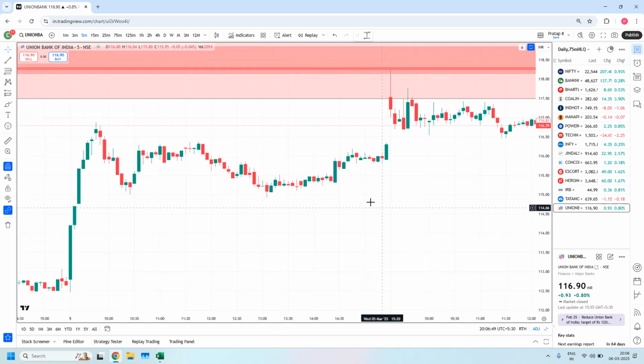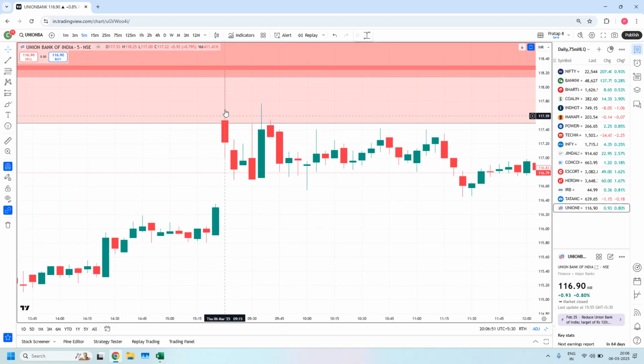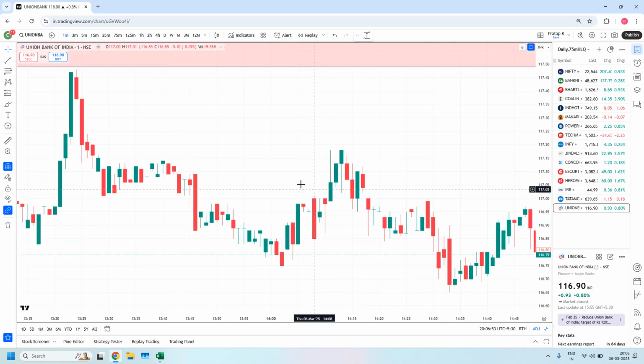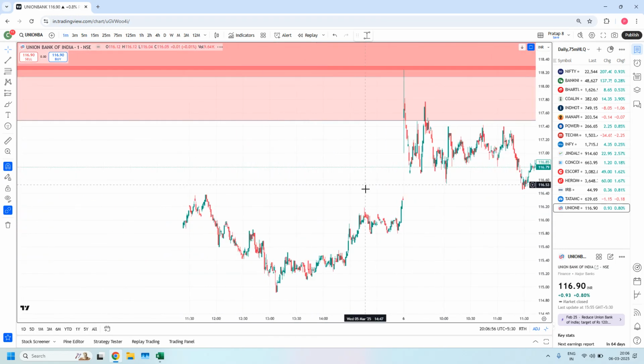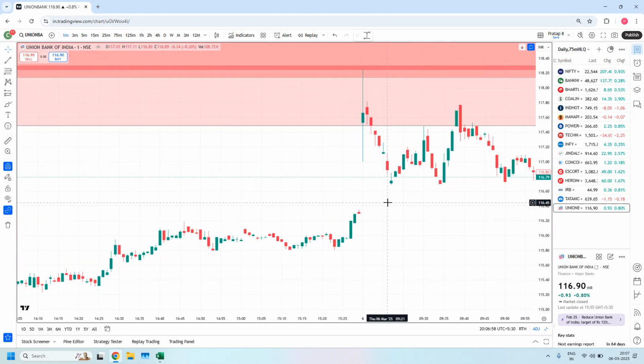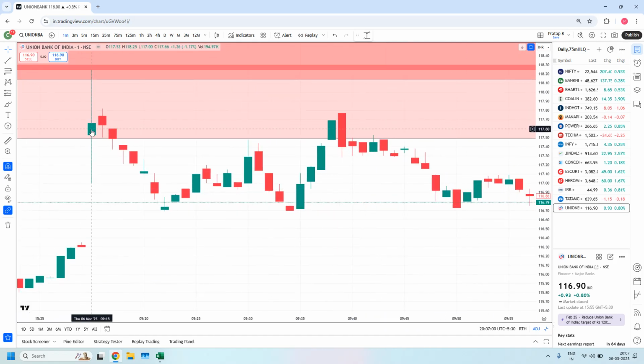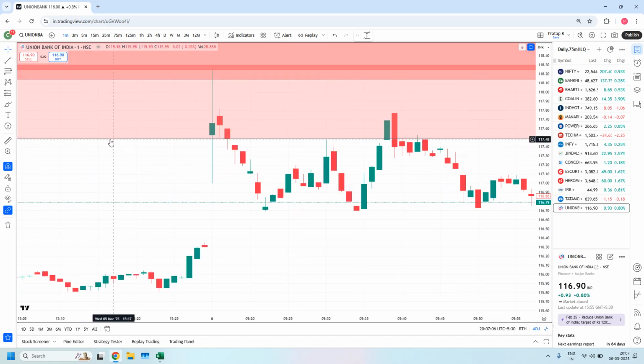But it is not valid. Why? Because this is a morning 9:15, 1 minute candle. Let's go to the 1 minute, you will get clarity. See what happened in the 1 minute. Everything happened. It went sharply. It got the trade and sharply it came down. But you can't take this trade.